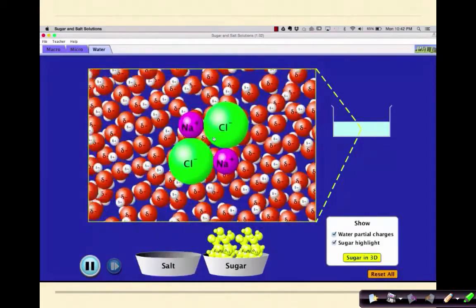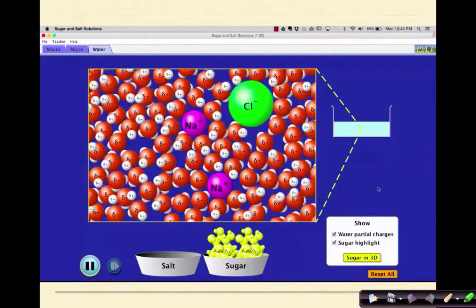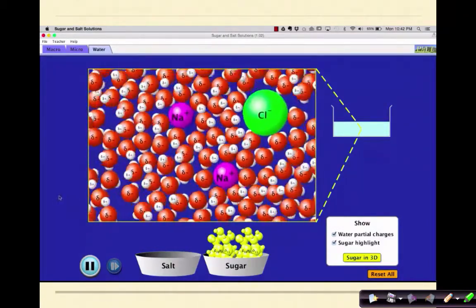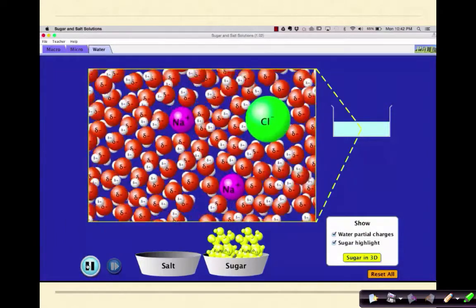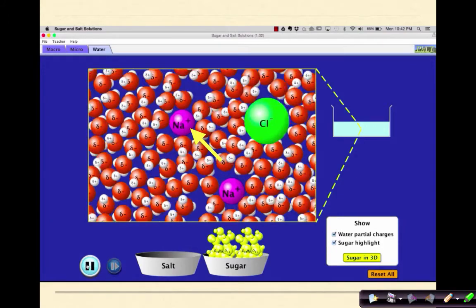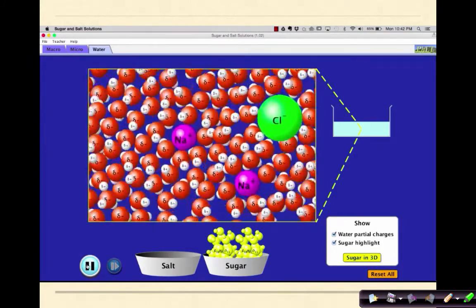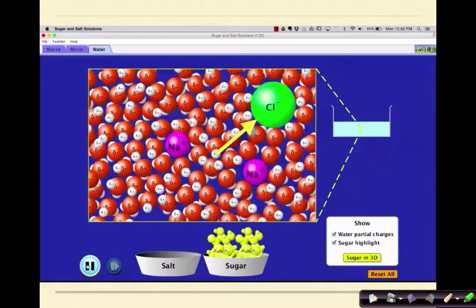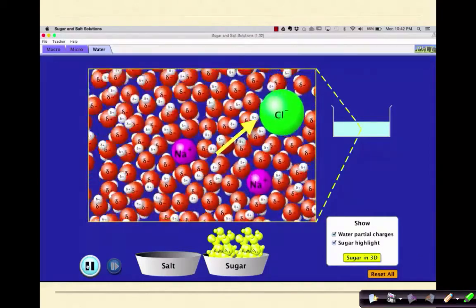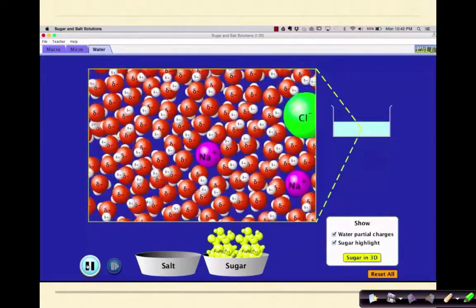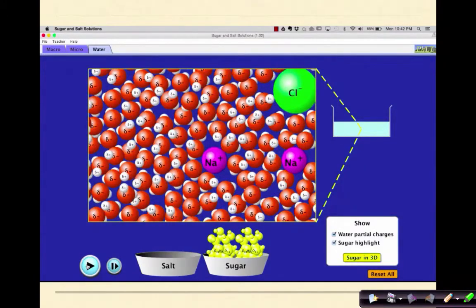We have free floating water molecules. We have added sodium chloride. And what we see here is the sodium chloride will break into individual ions. Each sodium ion is surrounded by water molecules with the slightly negative end facing the positive ion. Same thing here with the chloride ion. In general, water molecules, which are neutral, will have their slightly positive ends of the molecule facing towards the chloride ion.